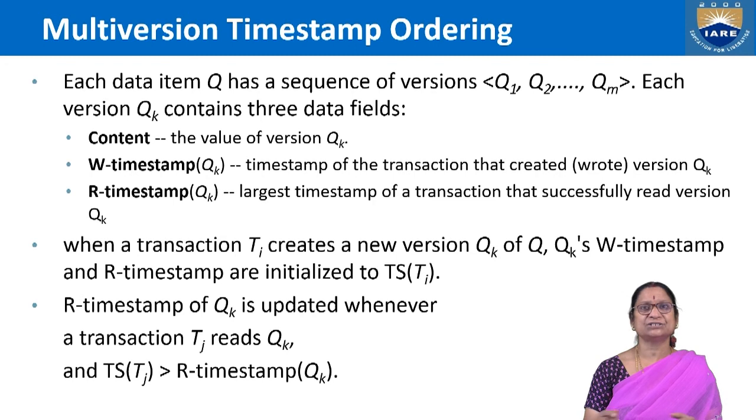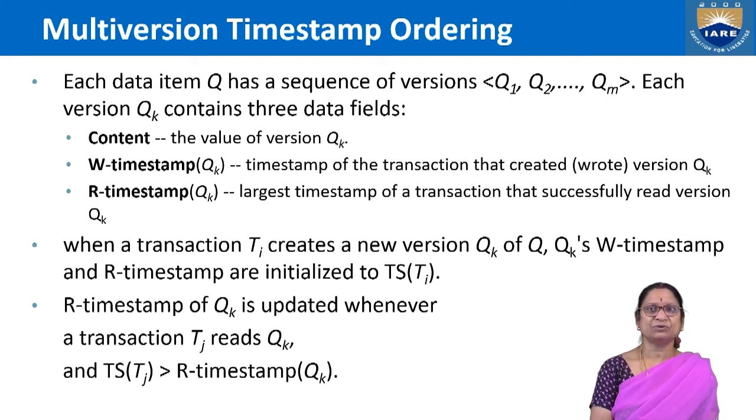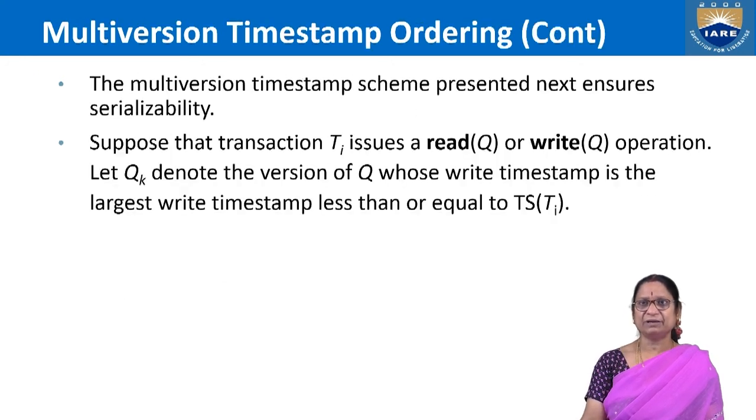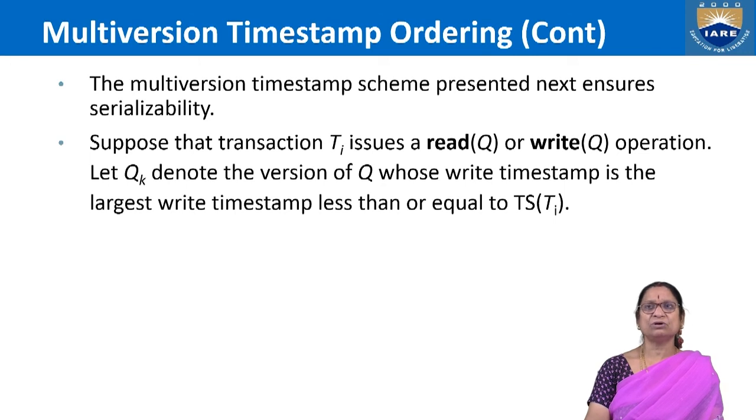Initially, it will be the transaction timestamp only. After that, it will be updated depending upon the respective operations. Read timestamp of Qk is updated whenever a transaction Tj reads Qk. Any other transaction that reads, its timestamp is going to be updated. And how is it going to be updated? If the transaction timestamp of Tj is greater than the read timestamp of Qk. Right? So that means in read-only sharing, depending upon the timestamp only, the respective read and write versions are going to be served.